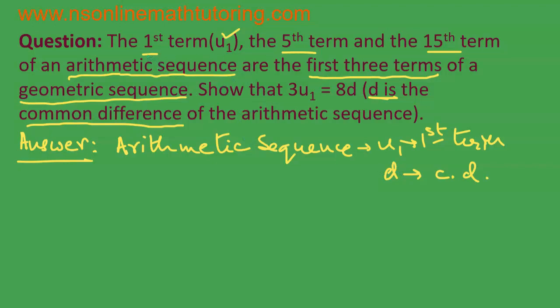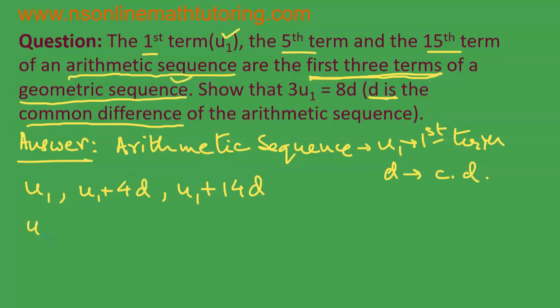Now, what is the first term? It is u1. What is the fifth term? It is u1 plus n minus 1, that is 4d. And what is the 15th term? It is u1 plus 15 minus 1, that is 14d. Now, these three are the first three terms of a geometric sequence. Okay. Hence, there will be a common ratio.